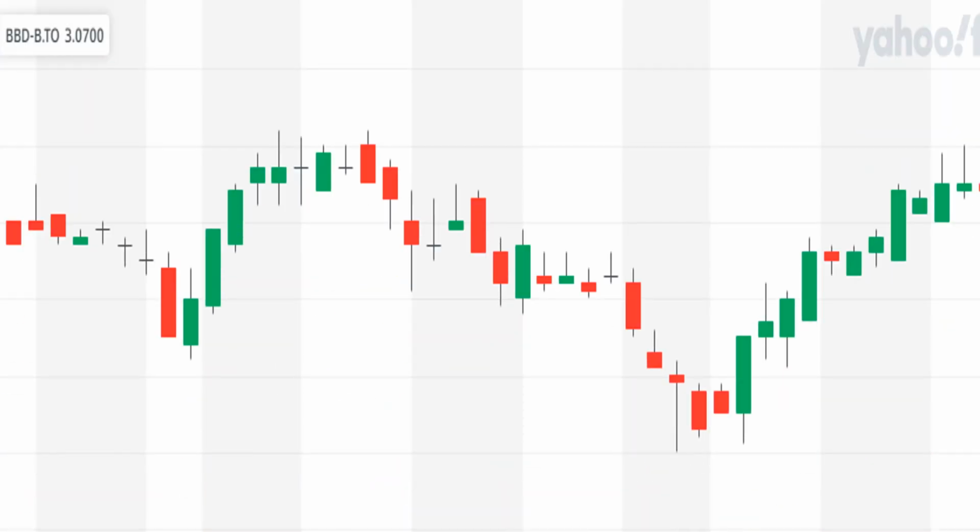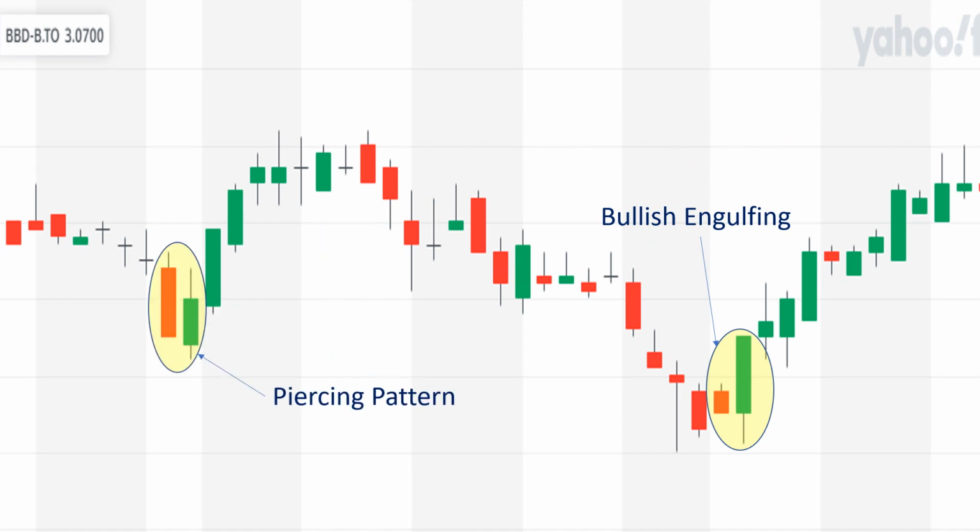This is the price trend, Bombardier Stock, Yahoo Finance. This is a bullish engulfing. We already blended these two candles. And if you see these two candles at the bottom of a downtrend, you can enter the trade and ride on this big uptrend. Now this is a piercing pattern.